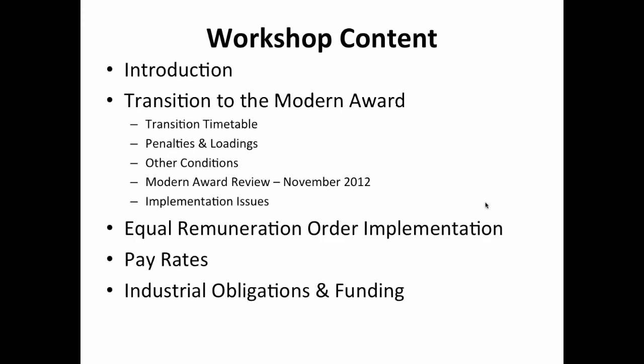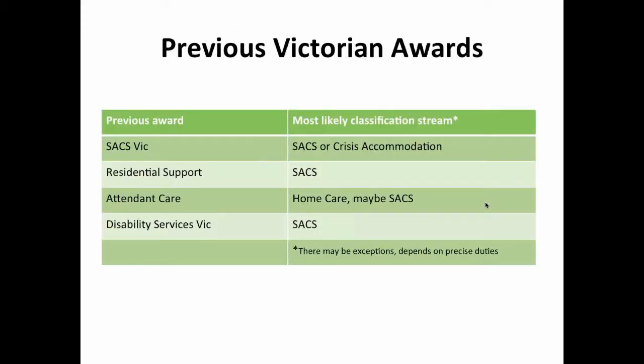In terms of today's webinar, we're going to have a look at transitioning to the modern award, specifically what is the transition timetable and how we move from our old penalties and loadings across to the modern award provisions. We're also going to have a look at other conditions of the Modern Award and the Modern Award review that happened in November last year, as well as some other issues that are currently under review as of April this year. We're also going to have a look at some implementation issues for each organisation and in terms of the Equal Remuneration Order and implementation here in Victoria. We're going to look at pay rates, and then lastly we'll look at industrial obligations and funding.